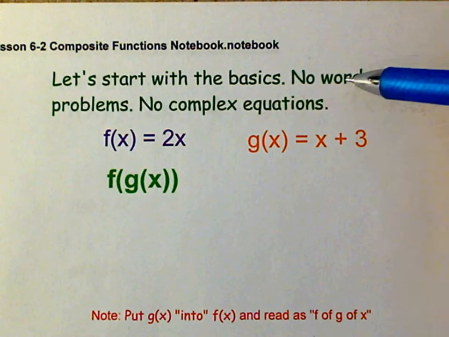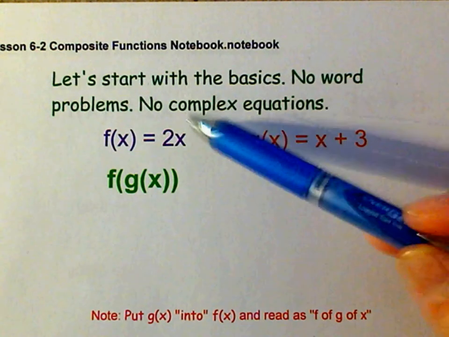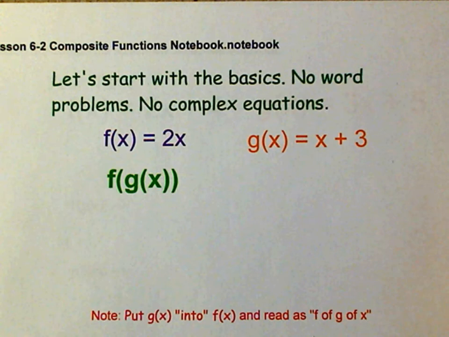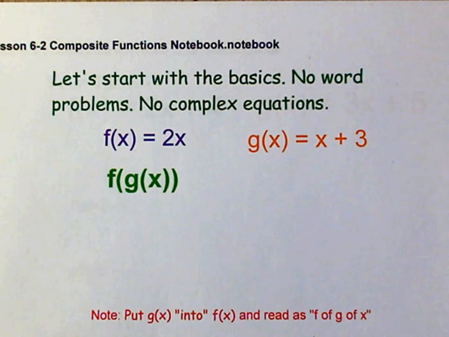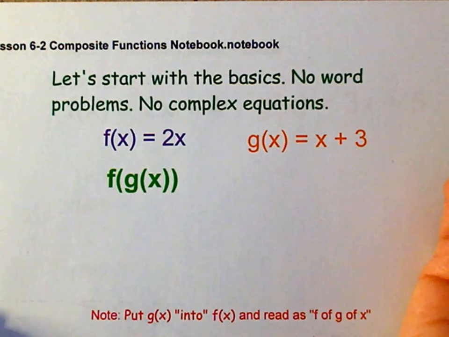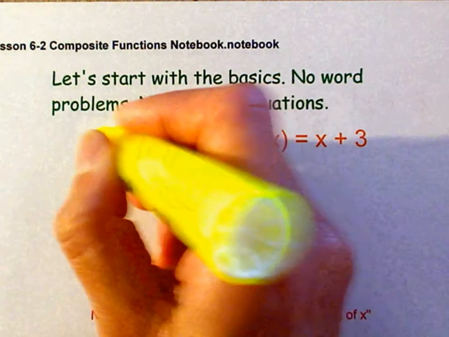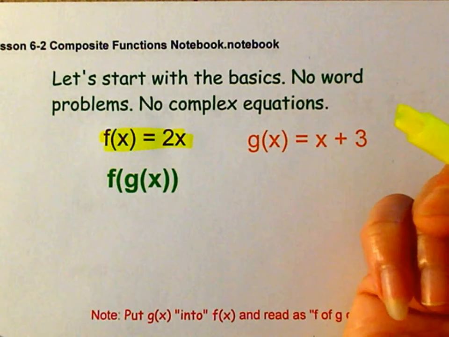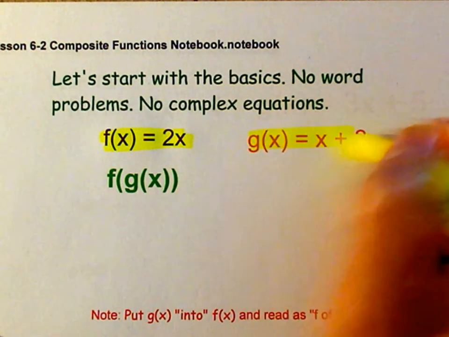So negative 1 minus 1 is 0 plus 3. So 0 plus 3 is 3. So when g is negative 1, the solution is 3. And there you have your warm-up for 6.2. Okay? Do show your work. I expect you to know order of operation.